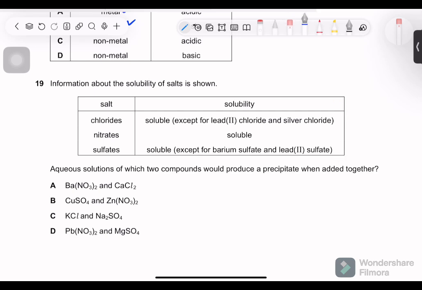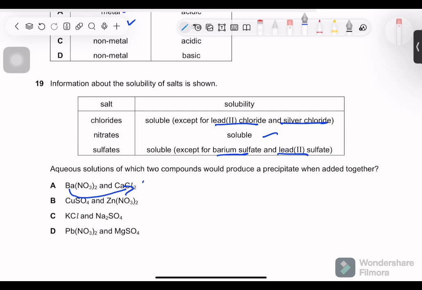So barium nitrate reacts with calcium chloride, so this will produce barium chloride. So barium chloride is insoluble, but no, it is not insoluble. Sorry, barium sulfate is insoluble. Silver chloride is insoluble. Silver chloride and lead chloride are insoluble. Nitrates are all soluble. Sulfates, only barium and lead are insoluble.